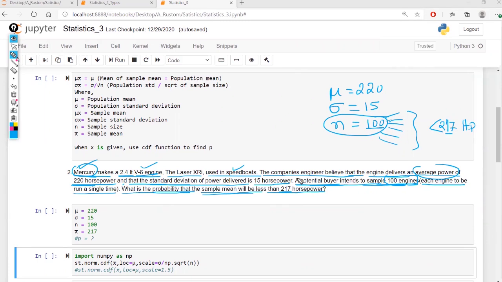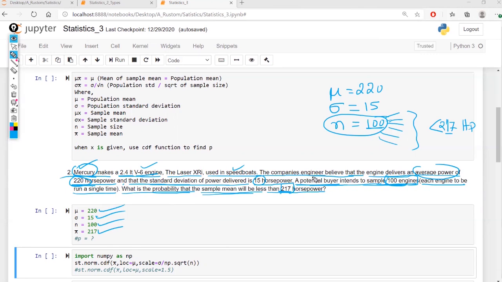So now what data do we have? We have mu 220. Standard deviation is also there. And sample also we have there. And we got a sample mean, right? We want to check a probability for a sample mean. So what is the sample mean? 217. All right.